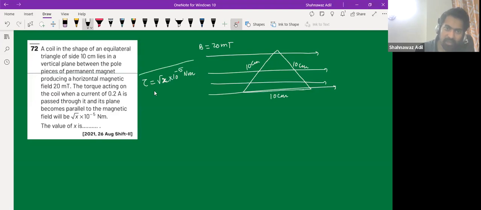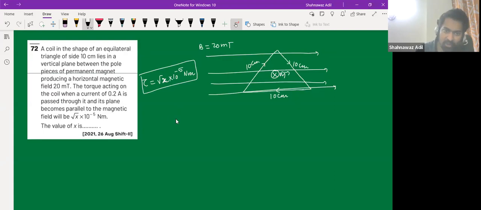So we have to find out the torque of this thing. We know that this is an equilateral triangle, and let's say the current is flowing in this way, right? So if the current is flowing in this way, then the dipole moment would be inwards. We have this magnetic field which is on the right-hand side. This is the dipole moment M, and this is the magnetic field.